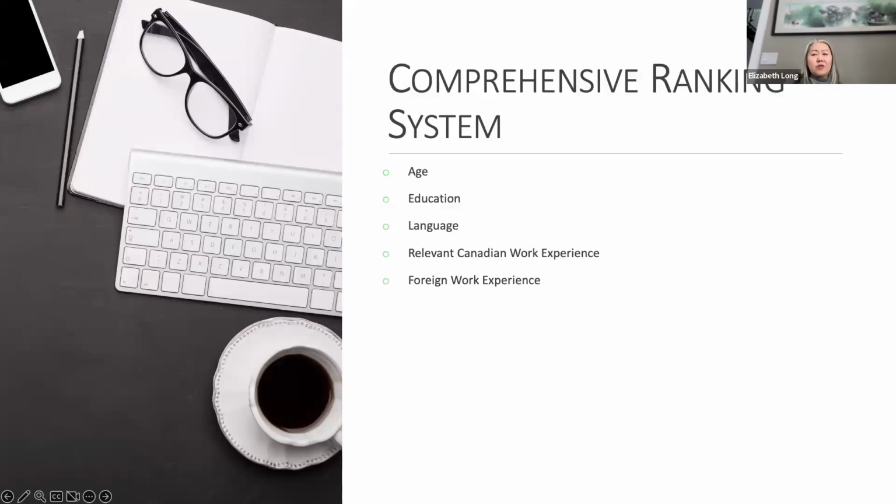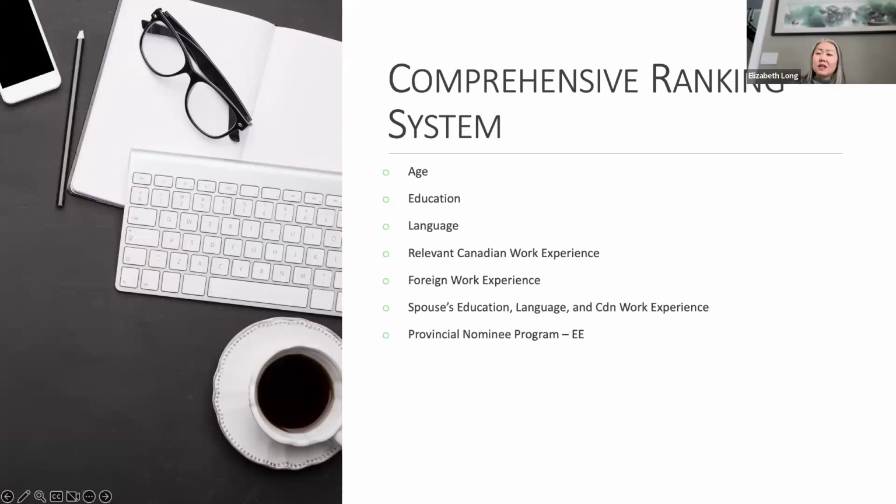Foreign work experience. If you have high-skilled work experience outside of Canada, that could also be counted for points. Your spouse's education, language, and Canadian work experience points could add to your score. Provincial nominee programs, Mary's going to cover that. Now, you can get 600 points added to your score if you have an Express Entry linked provincial nomination, okay?